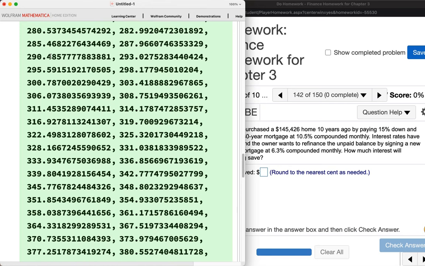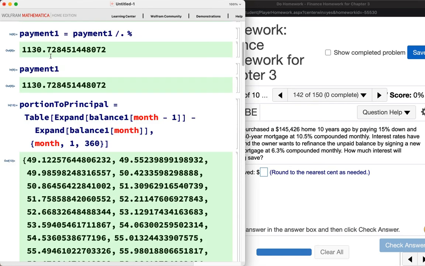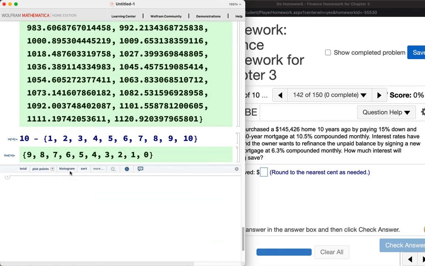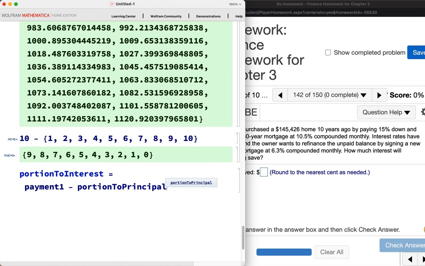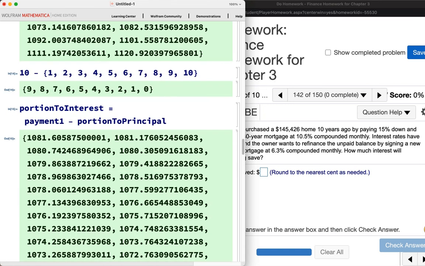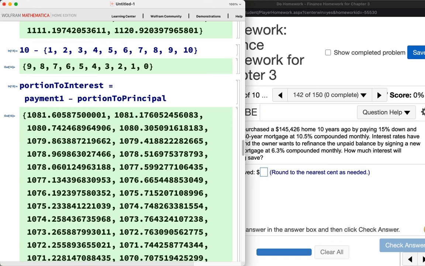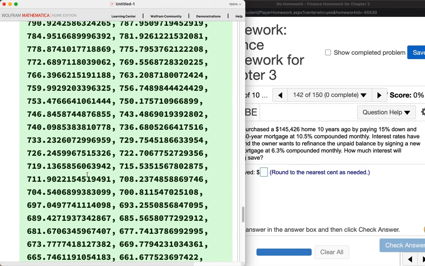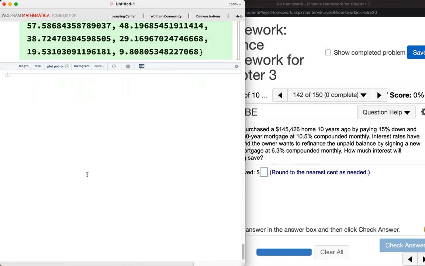Okay, here, let me move up just a little so you can see what I'm doing. So this is the portion to principal. So then the portion to interest is simply going to be payment 1 minus the portion to principal. Okay, so initially we see the portion to interest is very large. It's about $1,081 and let's say 60 cents. And then as time goes by, you can see that the portion to interest becomes less and less and less.